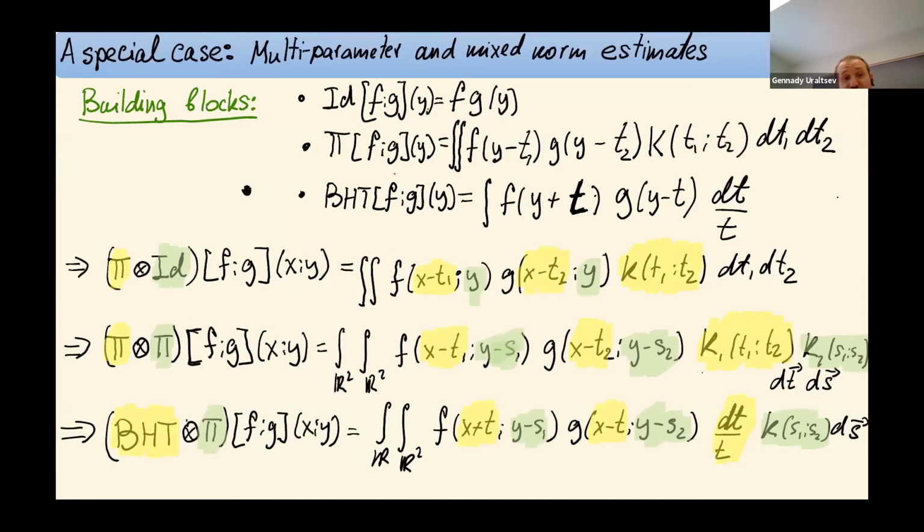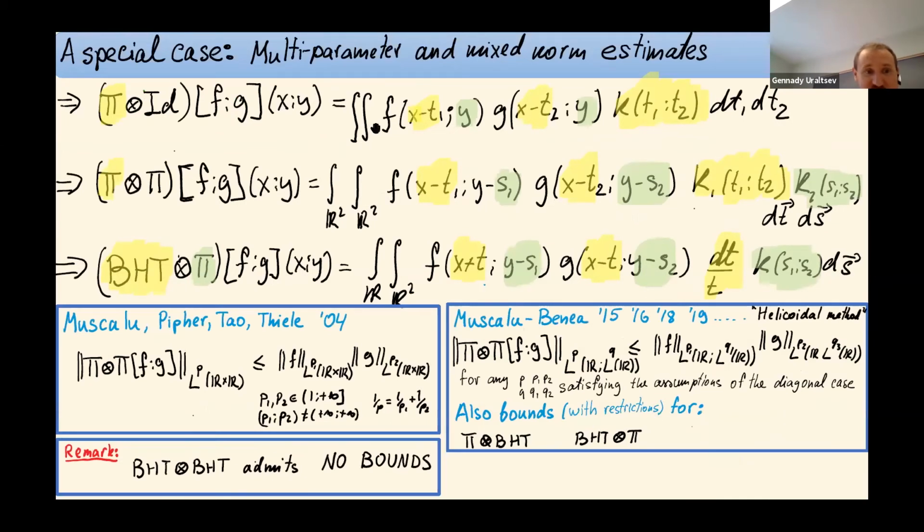So the thing is, you can use any of these operators that we have so far introduced and tensor them by writing down formally these expressions and ask what kind of bounds you have. Now, trivially, if you look at pi tensor the identity, you can just fiber-wise apply the bounds on pi, so on the paraproduct, and then use Hölder's inequality in the second variable to obtain L^p bounds on the product space.